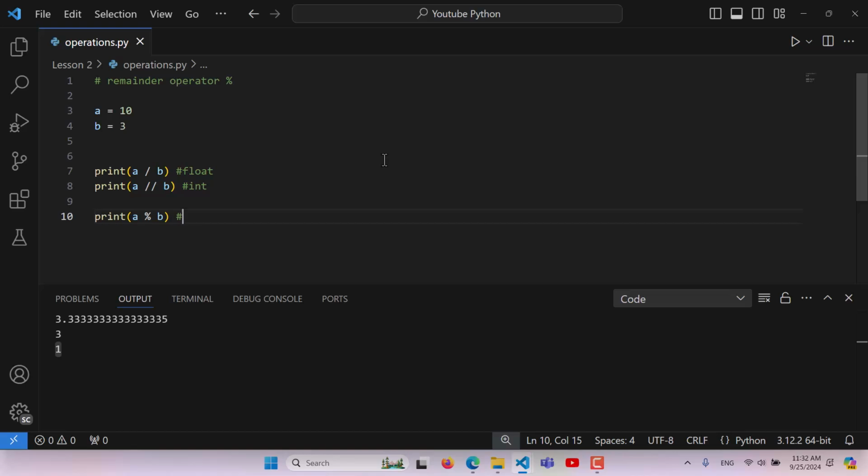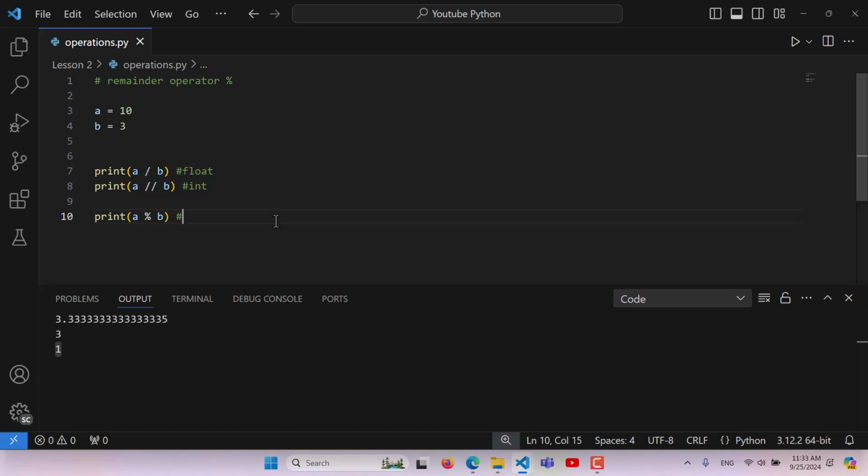Why? Because 10 is not perfectly divisible by 3. Let's say we have 10 apples and we have 3 people. We cannot divide these 10 apples among these 3 people equally. Why? Because we can only give 3 apples to each one of these people. 3 apples for the first person, 3 apples for the second person, 3 apples for the third person. Now that is 9 apples. Now 1 is going to be remaining. And what is this? This is the remainder of that division. Okay, so that is what is happening here, and that's how it works.